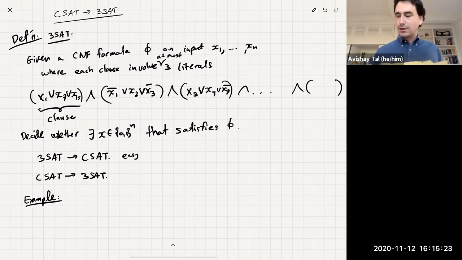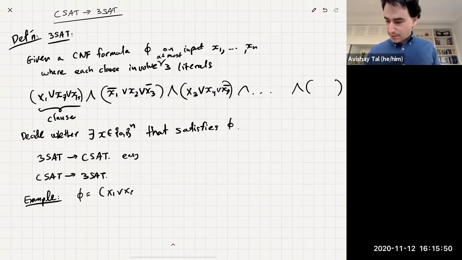And then there's also a question, what does conjunctive normal form mean? It's just an AND of ORs. It's a fancy name for this thing. There's also DNF, which is an OR of ANDs, if you like. Okay, so let's give a simple example. Let's say phi is this formula, this CNF formula.